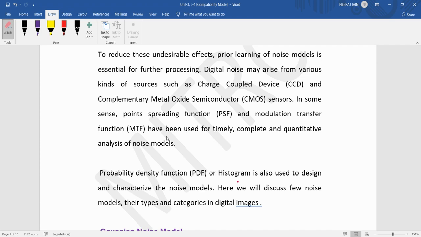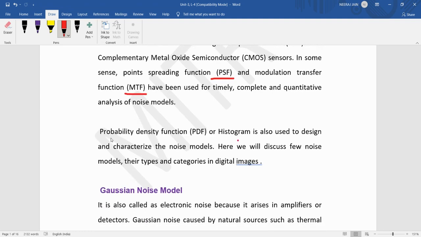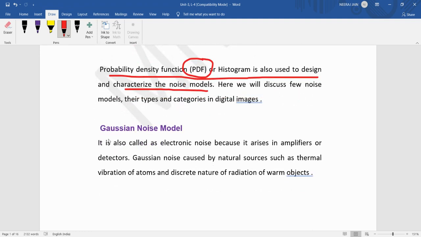So there are many functions, like the point spread function PSF. Another is the modulation transfer function MTF. The probability density function PDF or histogram is used to design and characterize the noise models. So generally we use the PDF, probability density function. Here we will discuss the different types of noise models.